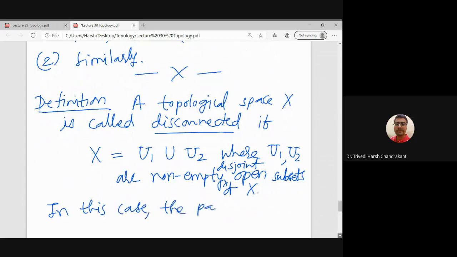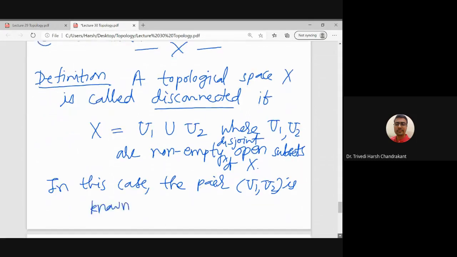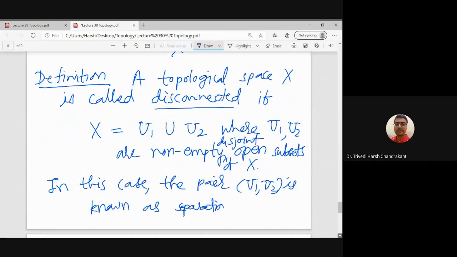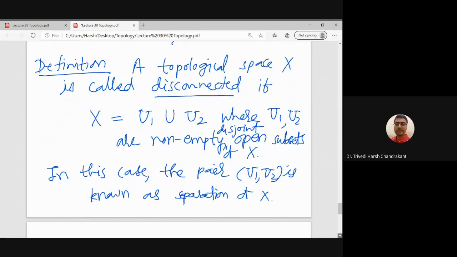And if X is disconnected, in this case the pair U1, U2 is known as a separation of X. So basically it is separating X into two parts which are open.